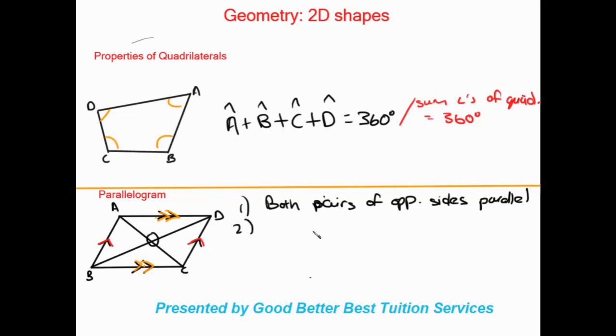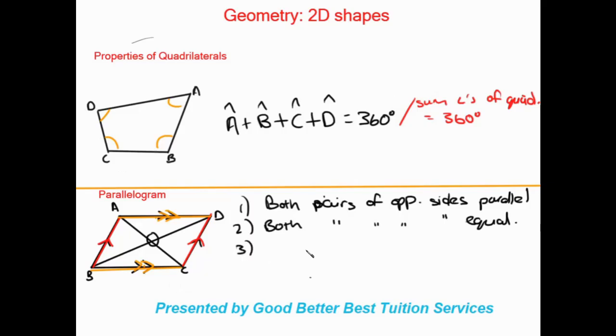Then if we look at the next property, it says both pairs of opposite sides are equal. Cool. So when it comes to parallelogram, we'll know that this side is equal to this side, and this side over here is equal to this side.